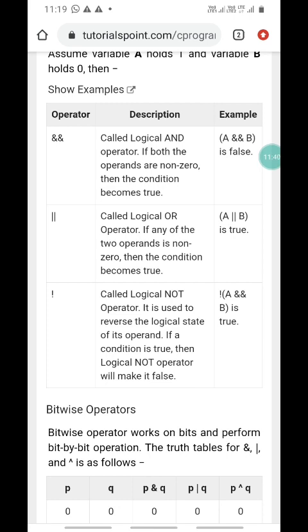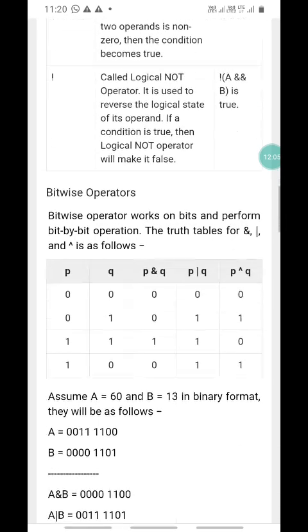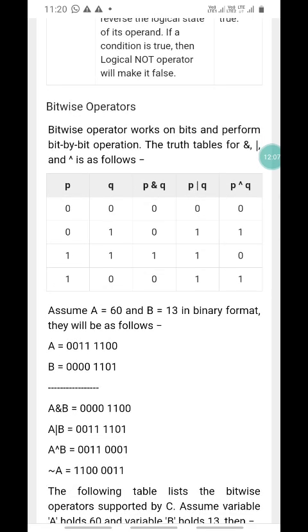Then third one is the logical NOT operator. It is used to reverse the logical state of its operand. If a condition is true, then the logical NOT operator will make it false. For the logical operators, I will give you the notes, don't worry. So the next operator is the bitwise operator.